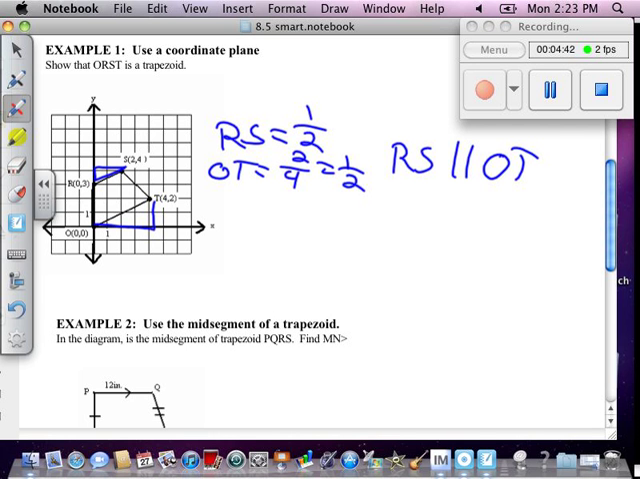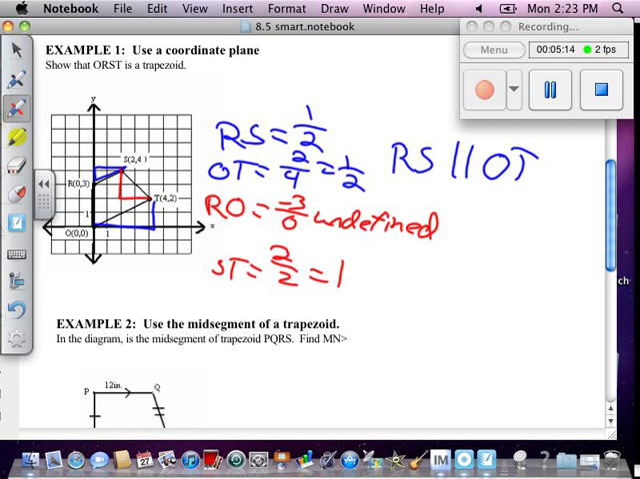So I'm going to look at R to O. I go down 3 over 0. What happens when we have a 0 on the bottom? It's not 0, it's undefined. You guys remember that? Kind of, sort of. Okay, how about ST? From S, I'm going to go down 1, 2, over 2. 2 over 2 reduces to 1. Are RO and ST parallel to each other? No, so we're good. We got a trapezoid.